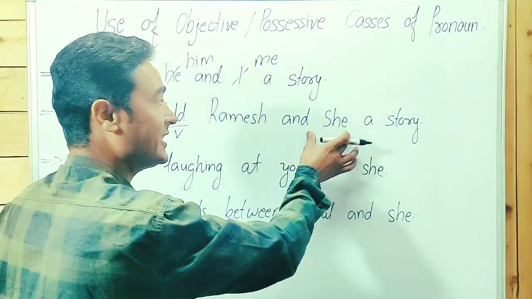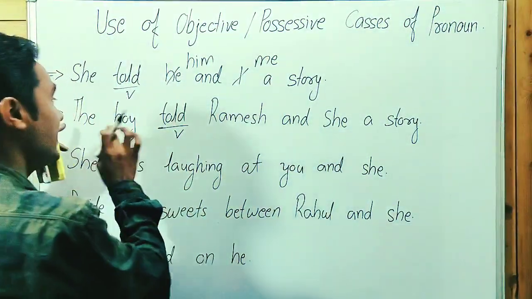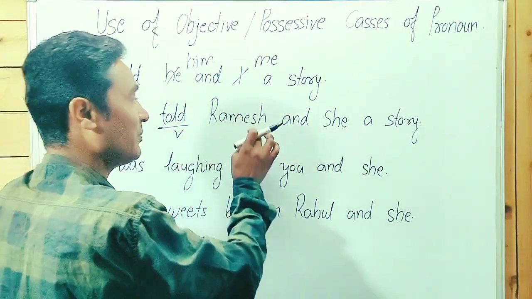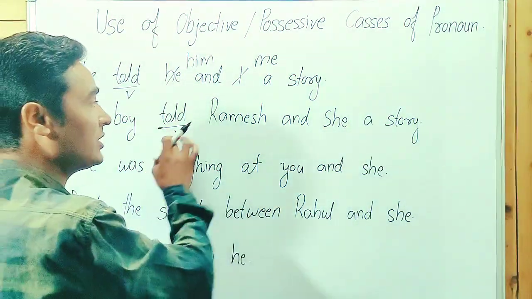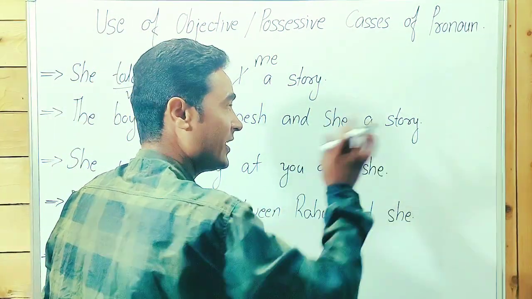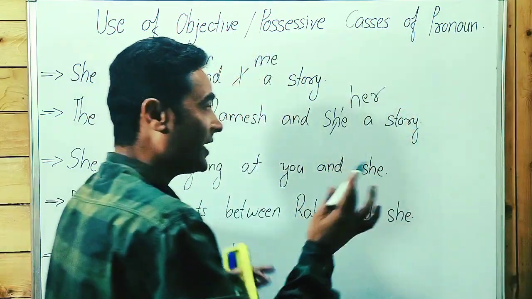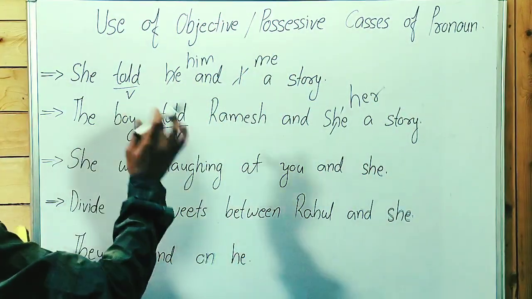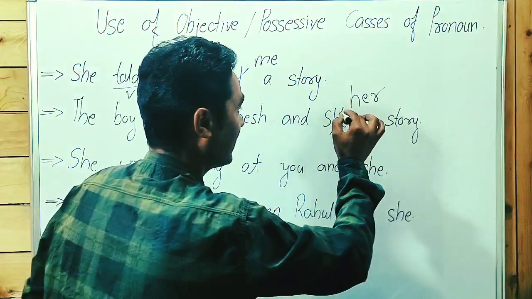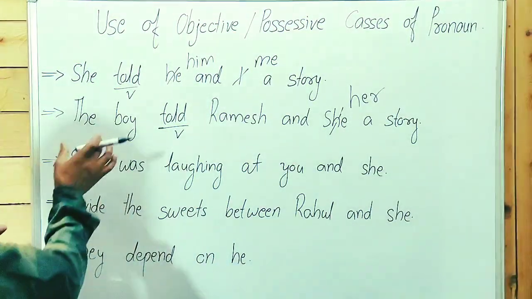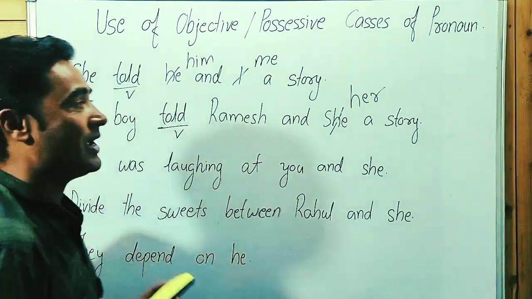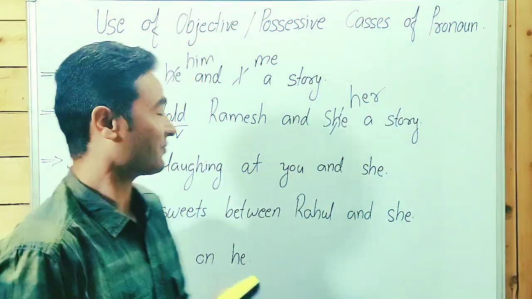When we talk about "she", it is the subjective case. The boy told Ramesh a story. The boy told she a story. Not that, we have to say her: told her a story. The boy told her a story will be the correct answer. The correct sentence is: the boy told Ramesh and her a story.